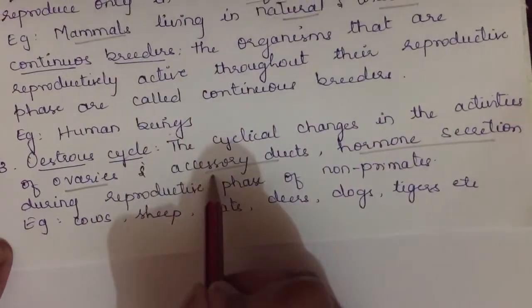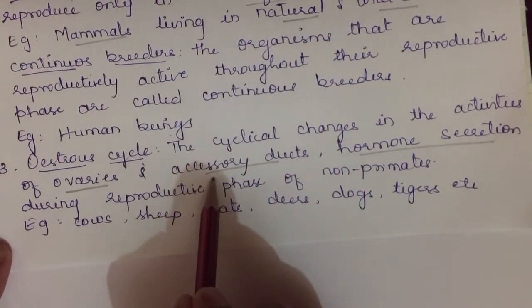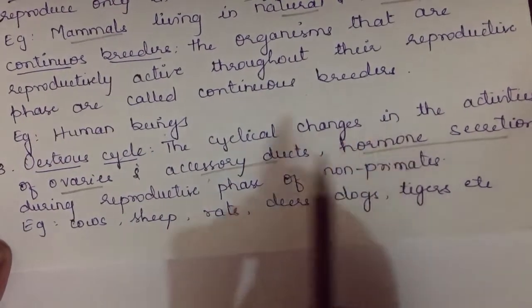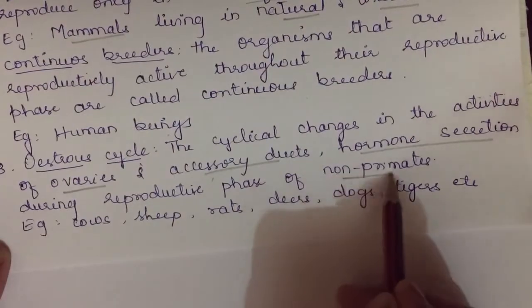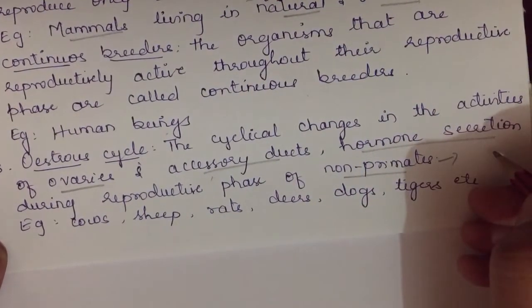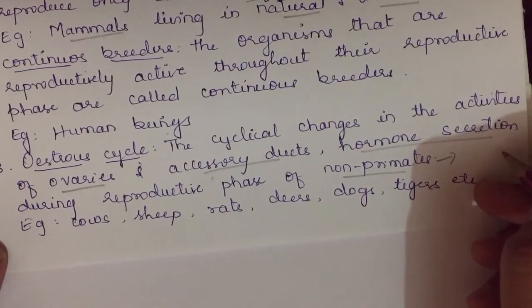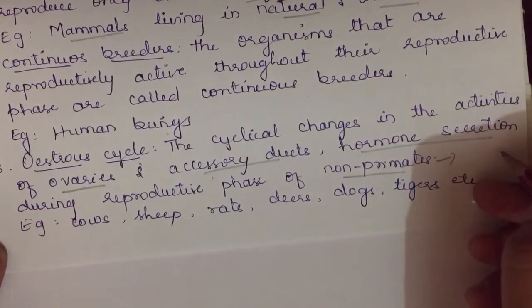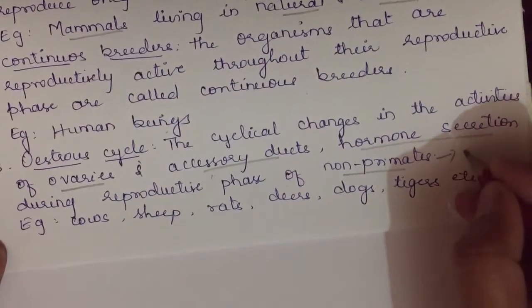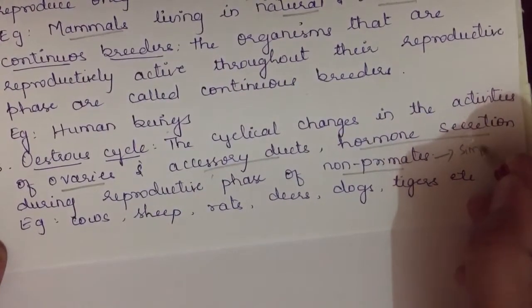Ovaries and accessory ducts are present in the female reproductive part. And hormone secretion, where hormones are secreted during the reproductive phase of non-primates. First we shall know what these terms mean. Non-primates are those mammals which have a simple form of forebrain. Okay, simple forebrain.